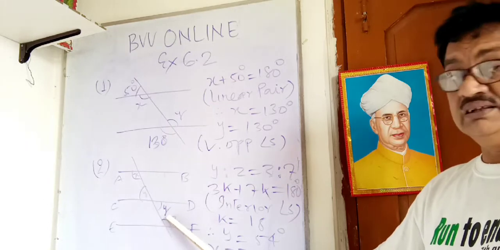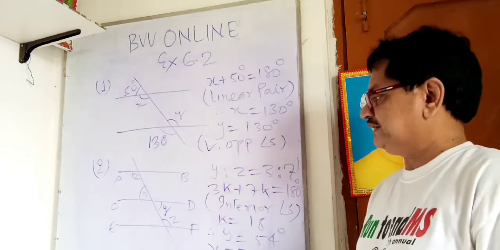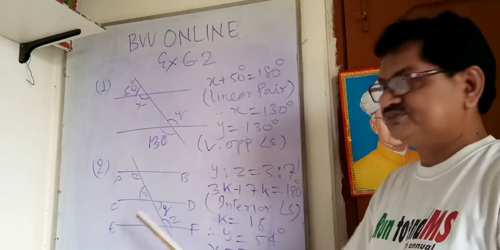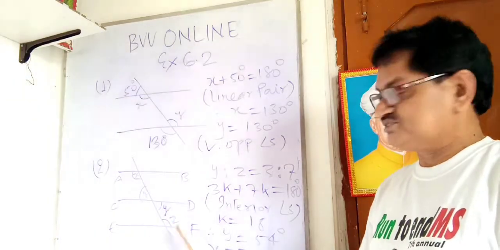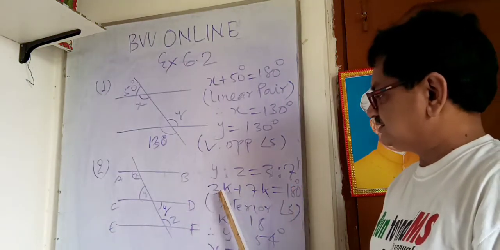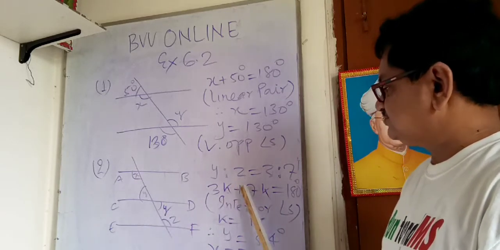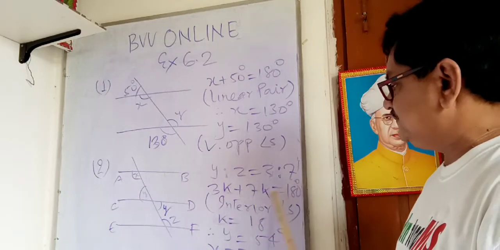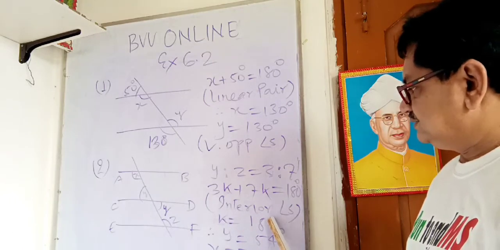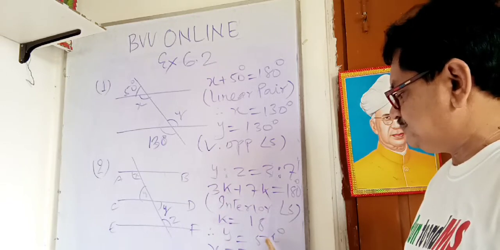These are the interior angles of the same side of transversal, and we know that when a transversal intersects two parallel lines, then the sum of interior angles of the same side of the transversal is supplementary or 180 degree. That is why we will write here 3k plus 7k. This is 3k, this is 7k. This is 3k plus 7k equal to 180. It will be 10k equal to 180. K will be equal to 18. Therefore, y will be equal to 3k, and 3 times 18 is 54 degree.